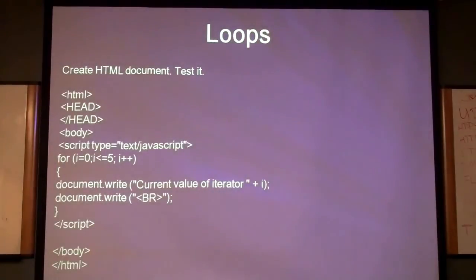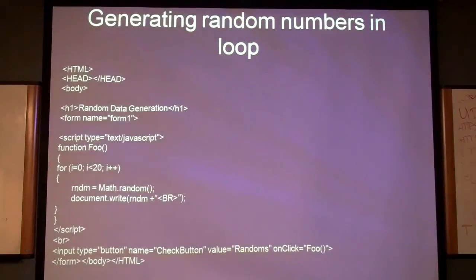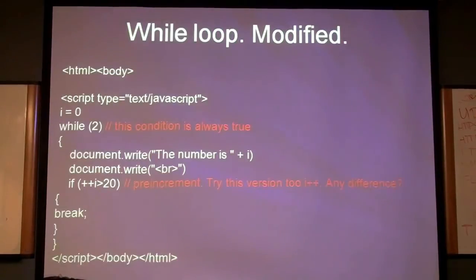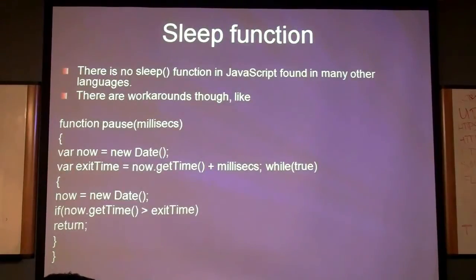So we covered repeating operations, we covered loops, and we actually generated random numbers in the loops as well. We covered the while loop. And then we're actually done with the loops. You can play it at home. So the sleep function is not implemented in JavaScript because when they created JavaScript, they kept in mind to execute the code as soon as possible, with the maximum speed.